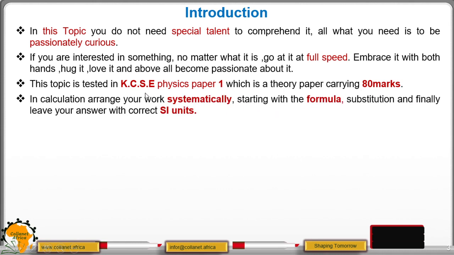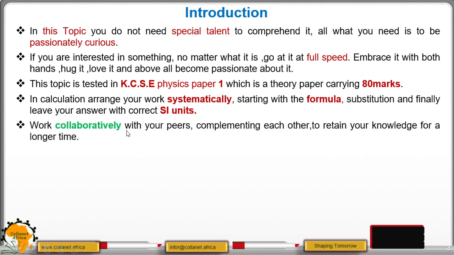This topic is examined in KCSE Physics Paper 1, which is a theory paper that carries 80 marks. In calculations, it is always advisable to be systematic, where you start with the formula. After writing your formula, substitute the values into that formula, and finally, use the correct SI units, because when you use the wrong SI units, you will be penalized.